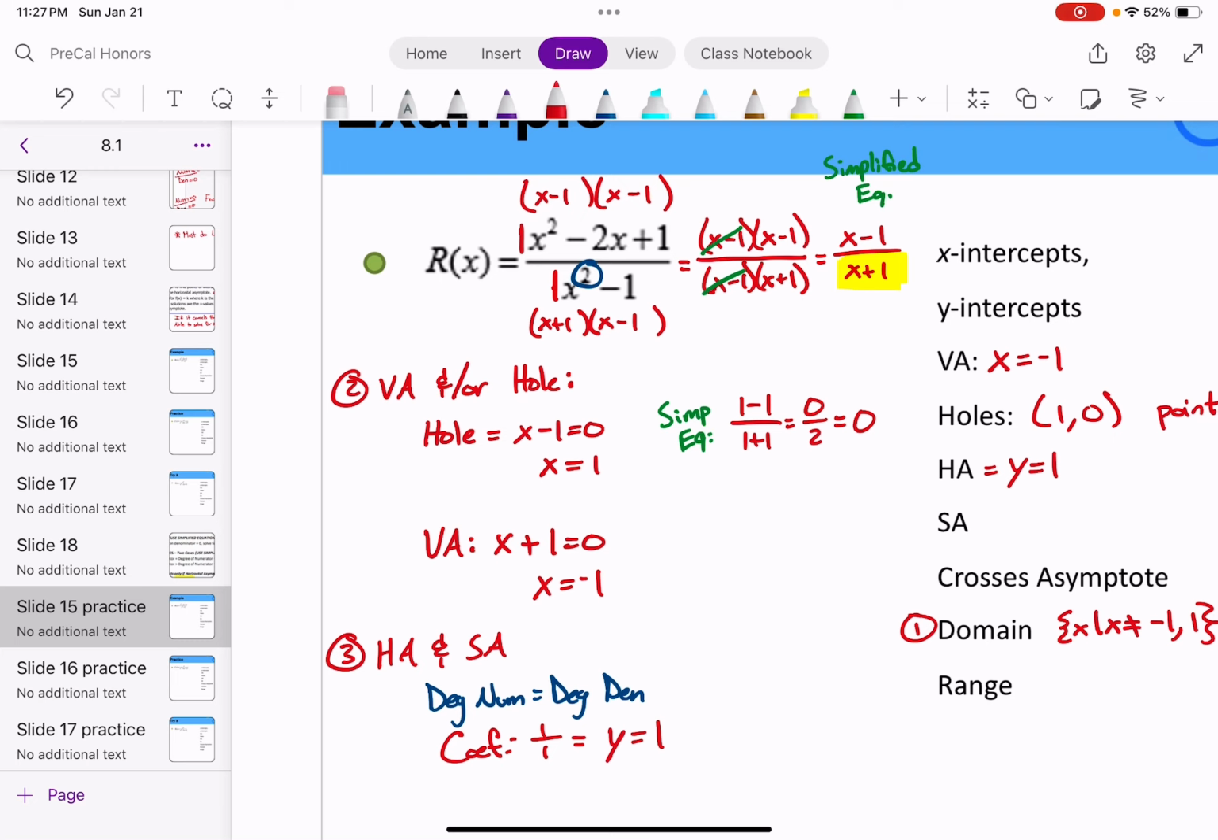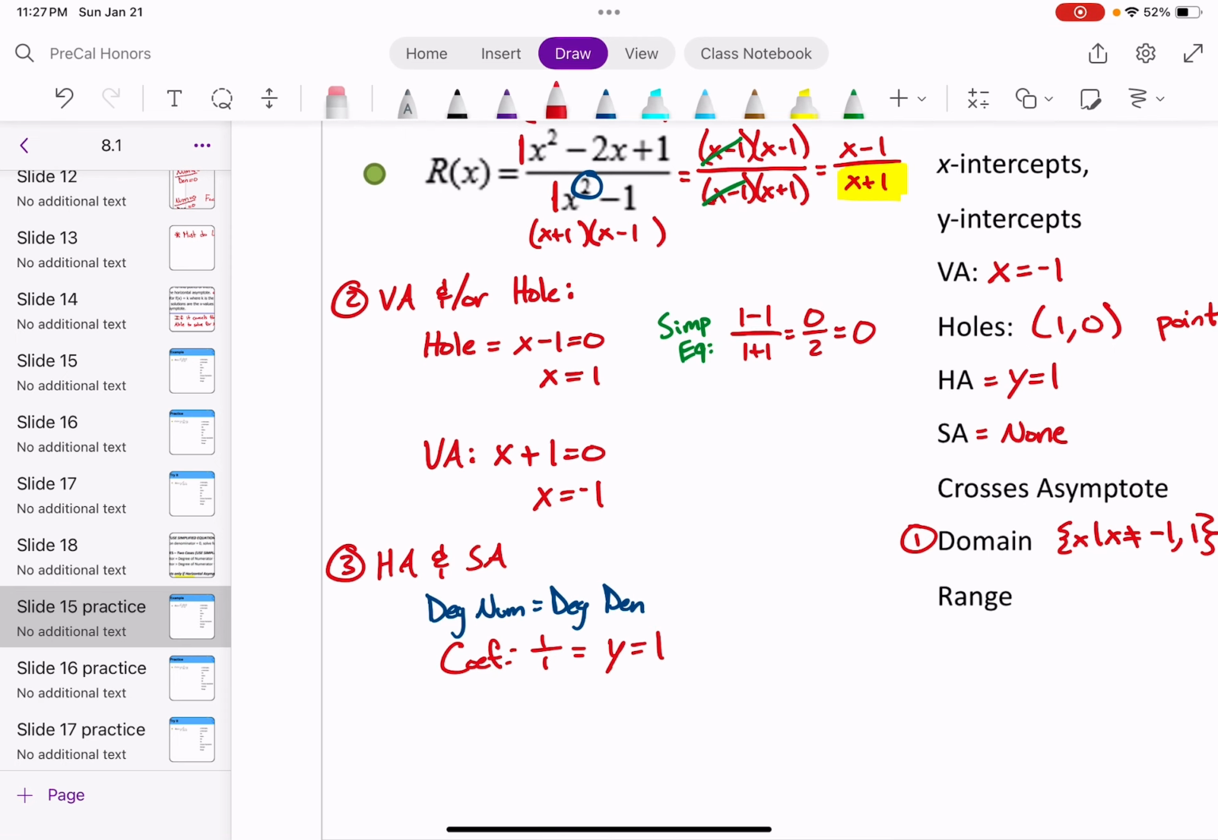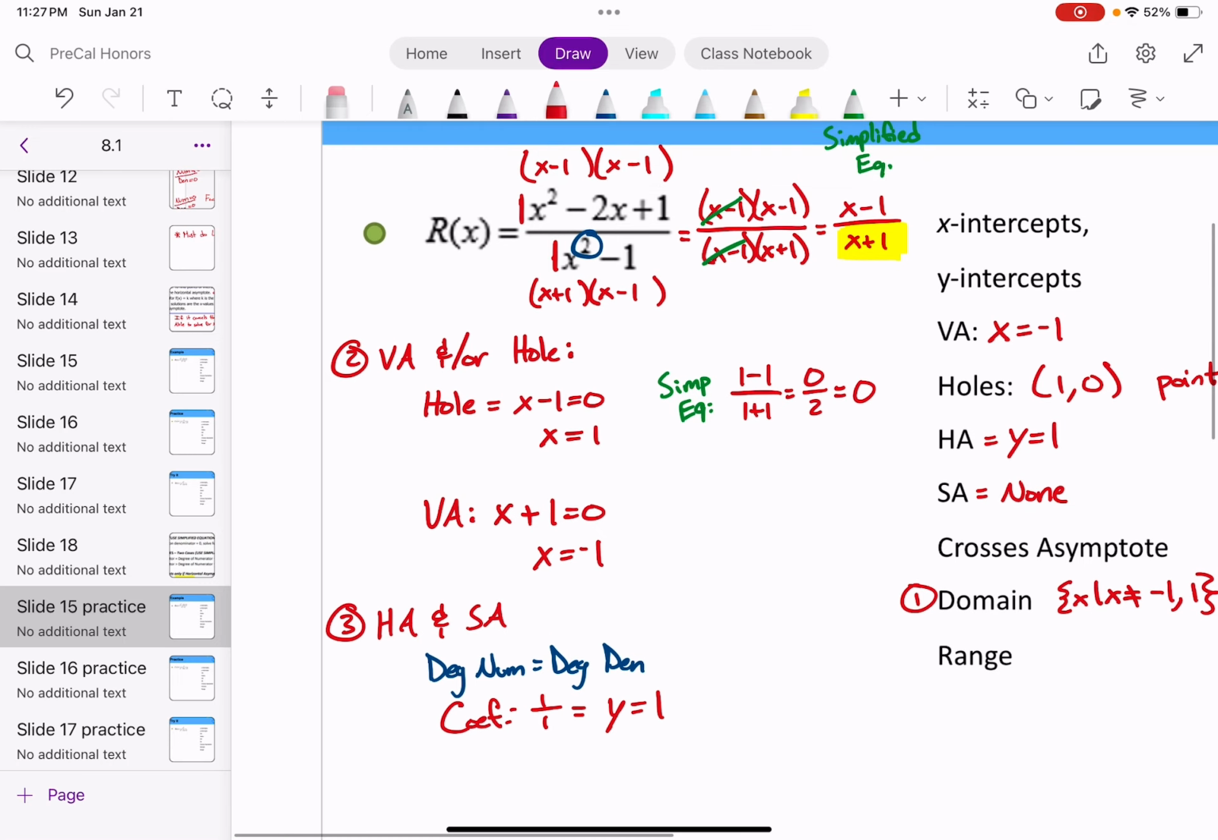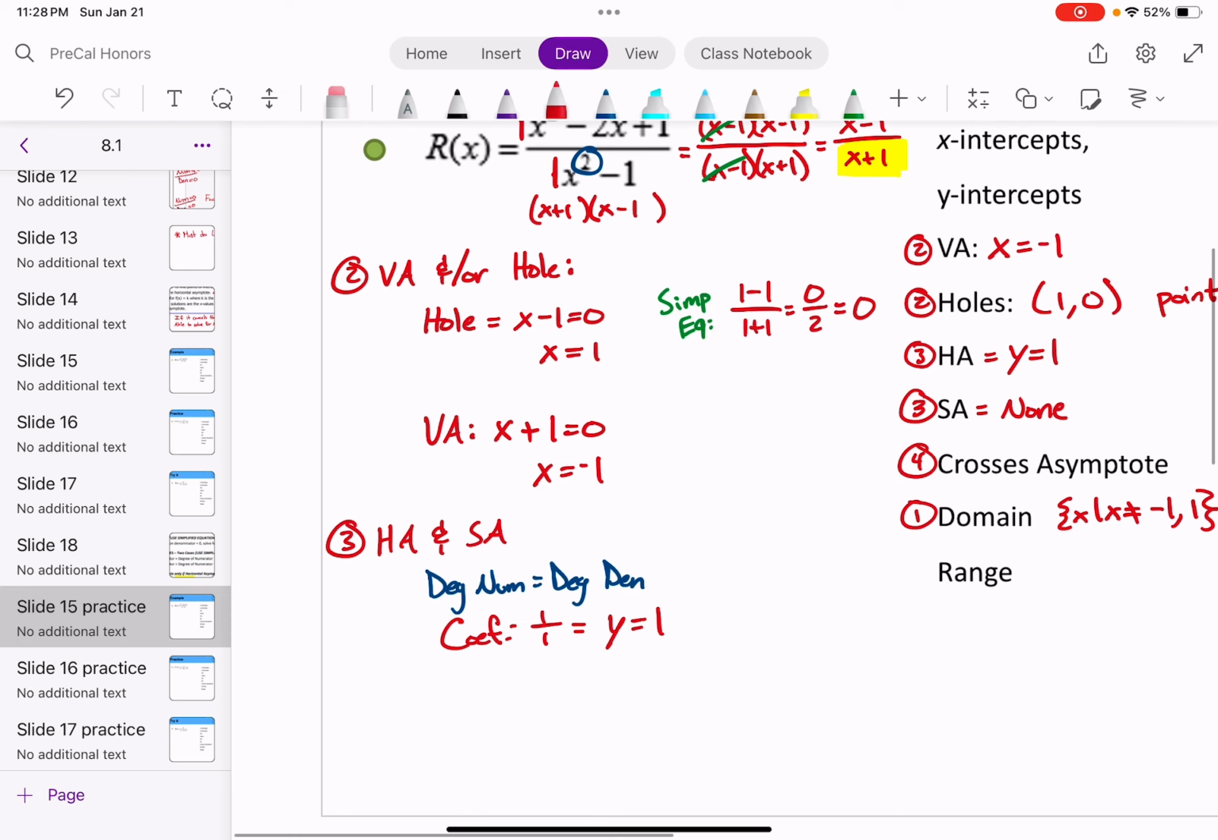Now, because of that, we already know that our slant asymptote is going to be none, because it could either be one or the other. It cannot be both. So we've taken a look at number 2, which was our vertical asymptote and our hole. We've taken a look at number 3, which is our horizontal and slant asymptote. Our step 4 is going to be if it crosses.